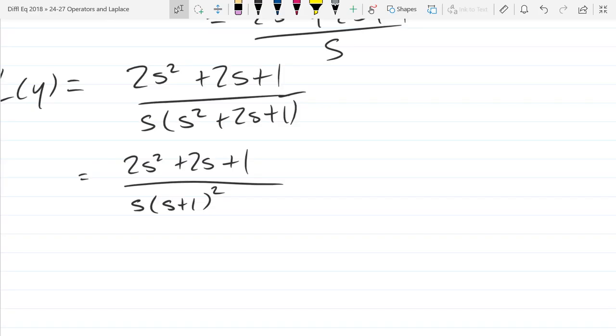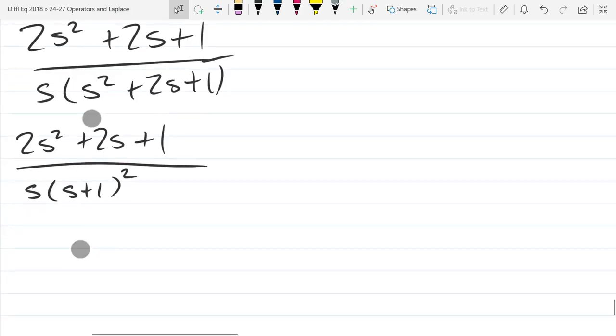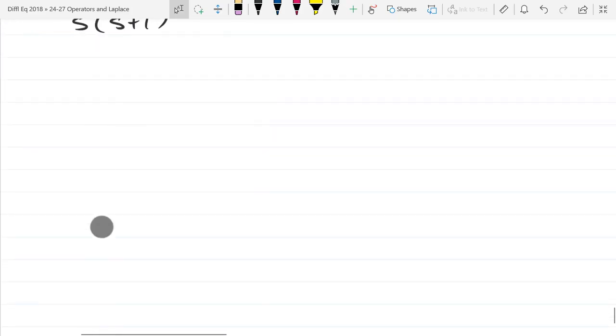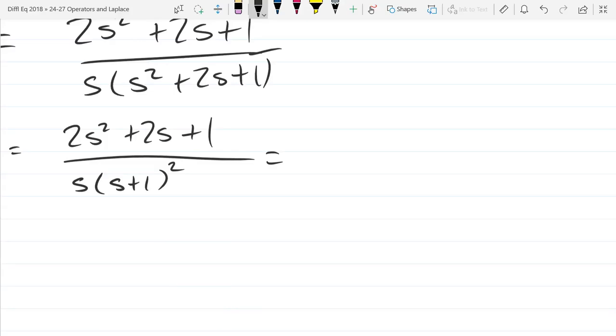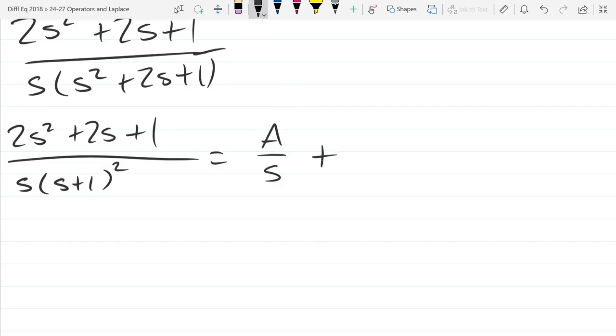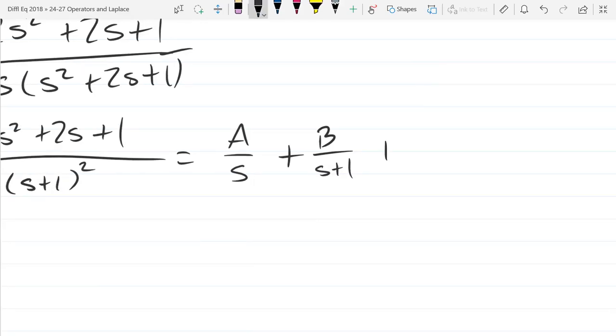How did we do that again? So, in case that was years ago, you will need to. But you only need a degree 1 coefficient, or degree 0 polynomial above a degree 1. So I don't need Bs plus C. I just need B. The s plus 1's repeated, so I need a second term for the square power.